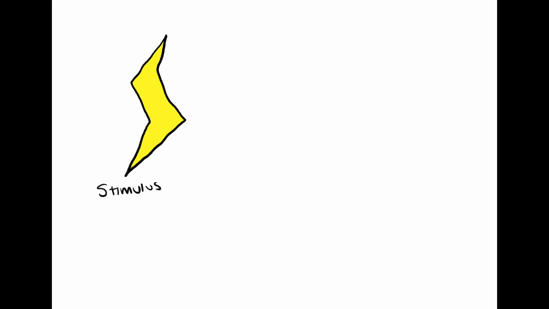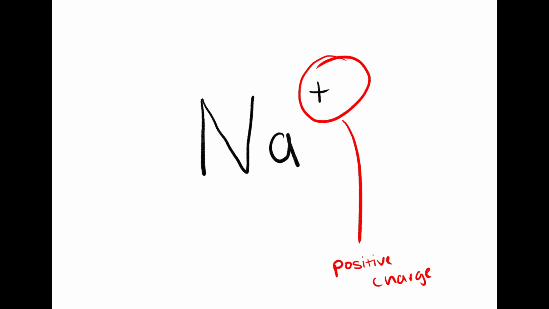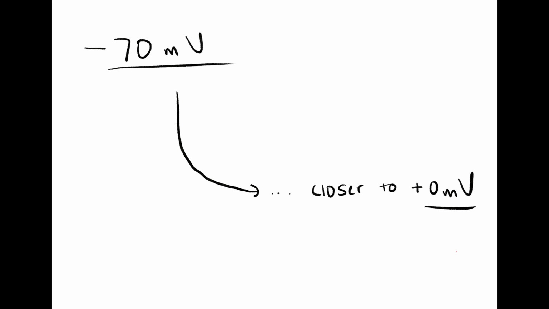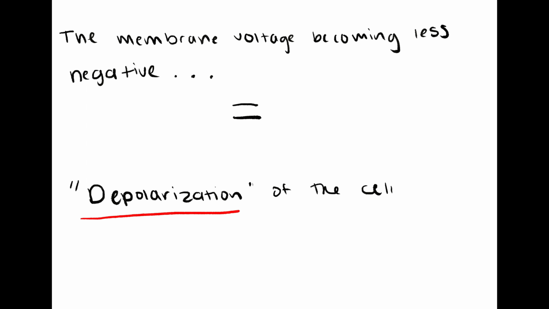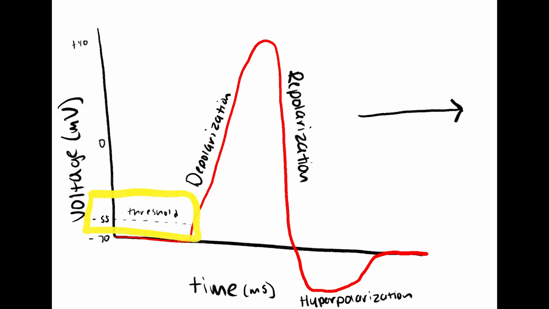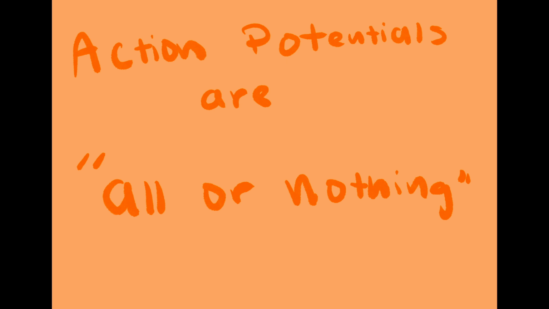Let's break this down. When a stimulus occurs, voltage-gated sodium channels open, and sodium begins to influx into the cell. Sodium ions carry a positive charge, so when they enter the cell, the negative membrane potential begins to move towards 0 millivolts. The membrane voltage is becoming less negative, and this is what we refer to as depolarization of the cell. Once the potential hits negative 55 millivolts, the threshold of the cell, the neuron fires an action potential. If this threshold is not reached, no action potential is fired. This is what we mean when we say action potentials are, quote, all or nothing. The threshold is either met and an action potential fires, or it isn't and nothing happens.